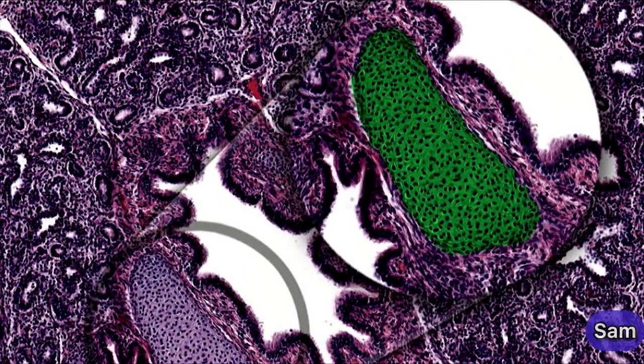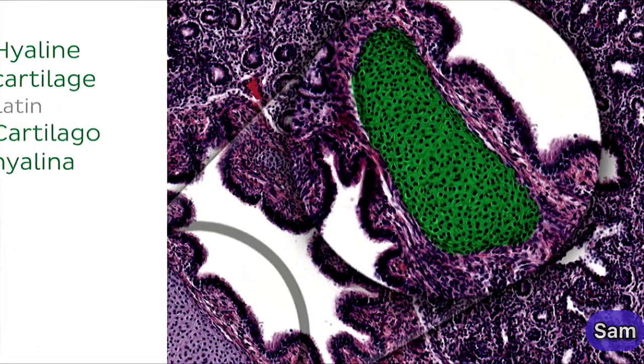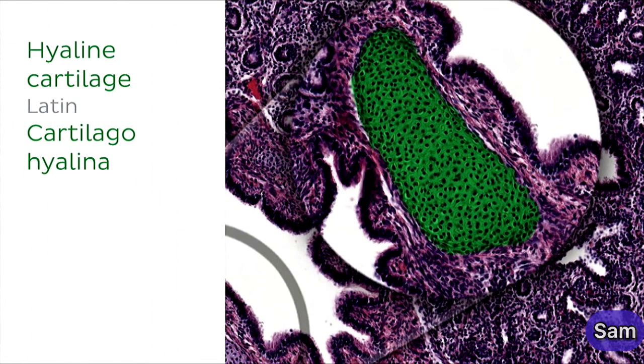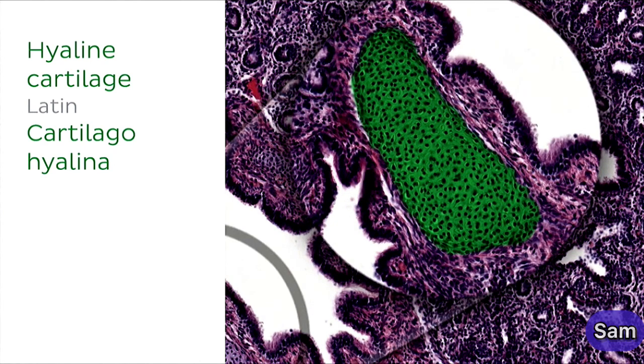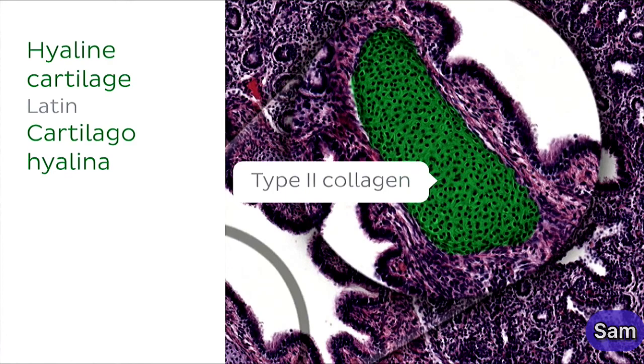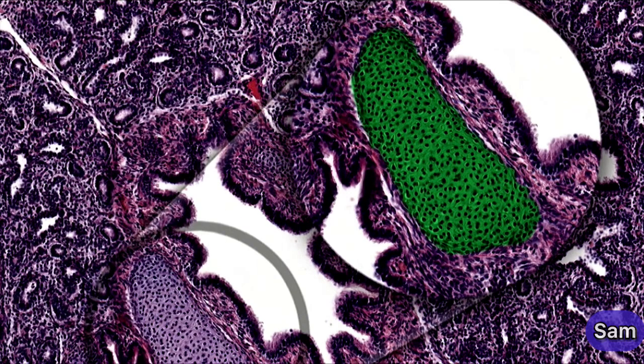So a distinguishing feature of bronchi is the presence of hyaline cartilage. We can see hyaline cartilage highlighted in green in our image. And this cartilage consists of chondrocytes scattered inside a matrix of type 2 collagen of their own creation, and it provides structural support to the bronchus and helps it maintain its shape during respiration.